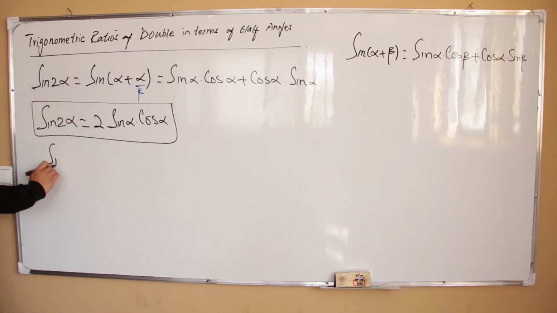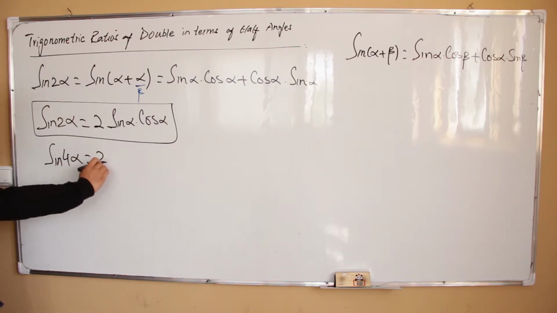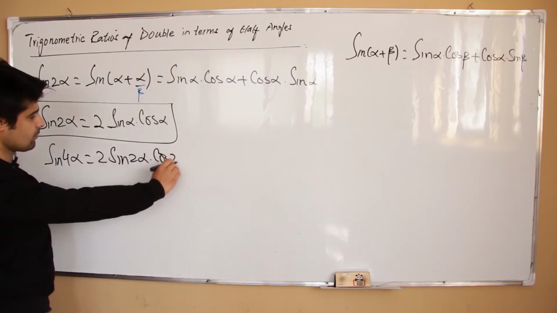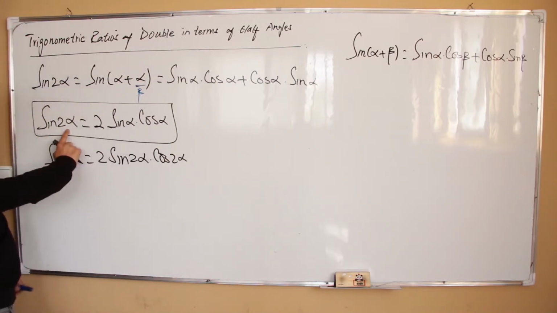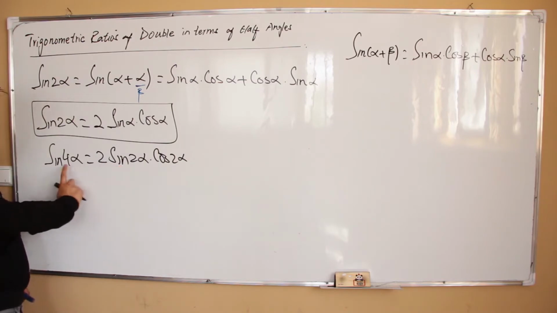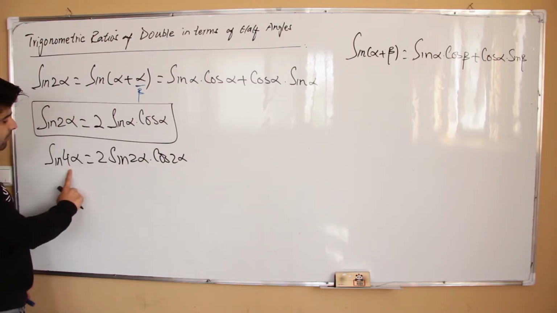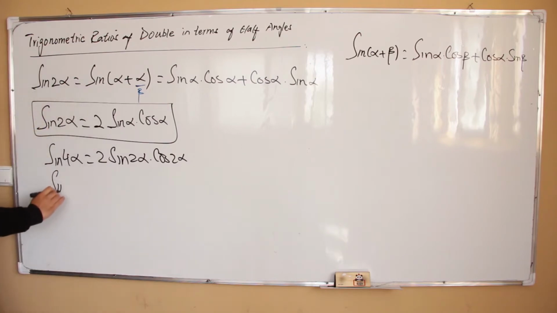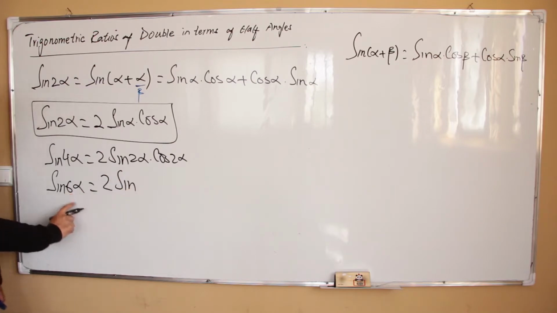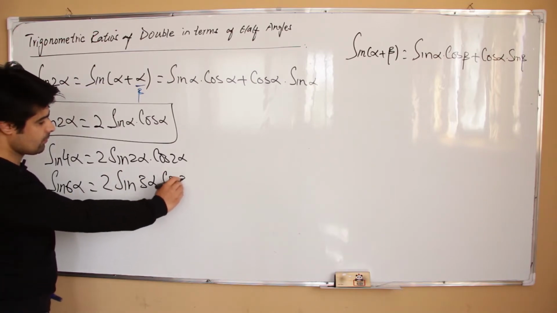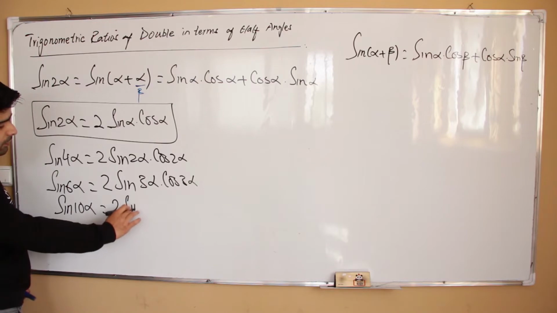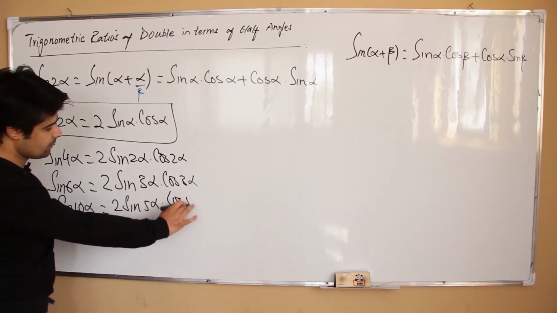So if I have sine of 4 alpha, now what's the formula? 2 sine of its half, 2 alpha, times cosine of 2 alpha. If you want to memorize, sine of 2 alpha is 2 sine of half cosine of its half. Sine of 4 alpha, 2 sine of its half times cosine of its half. If I have sine of 6 alpha, 2 sine of its half, what's the 6 alpha half? I think 3 alpha times cosine of 3 alpha. If I have sine of 10 alpha, what do you think? 2 sine of 5 alpha times cosine of 5 alpha.